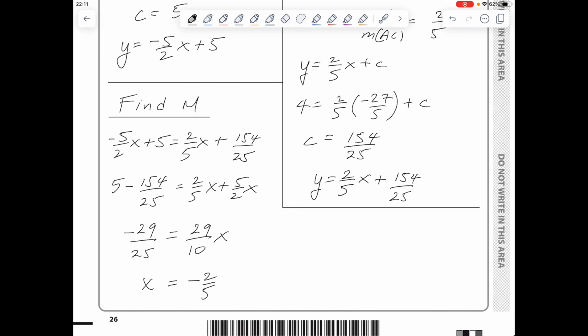And now to find the y coordinate, I just substitute this value of x into any of those two equations. I will go with this one. So y equals minus 5 over 2 times minus 2 over 5 plus 5. This will come out to be 6. Therefore, point M has coordinates minus 2 over 5, comma 6.